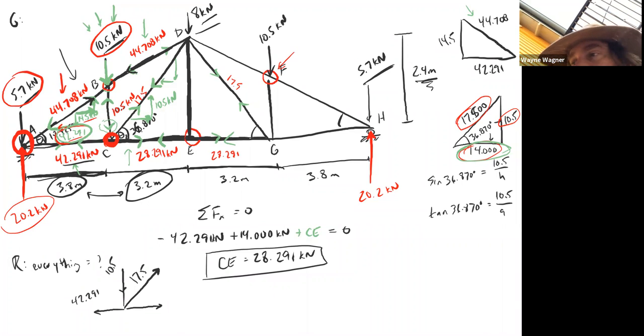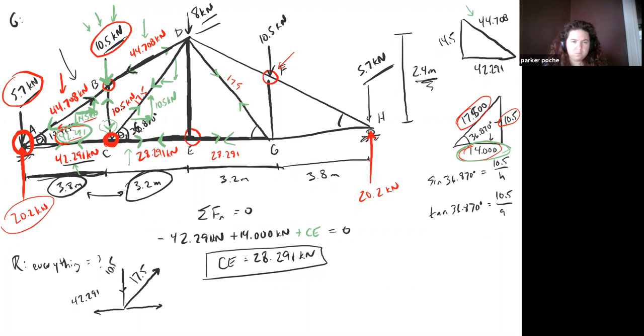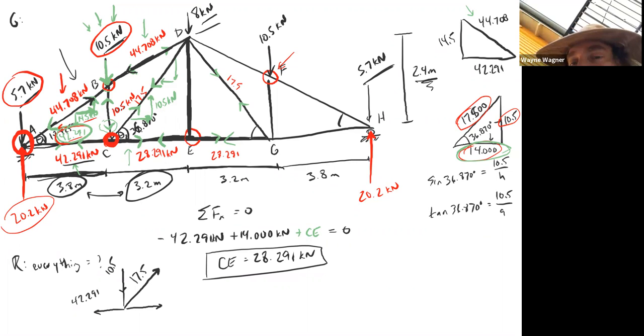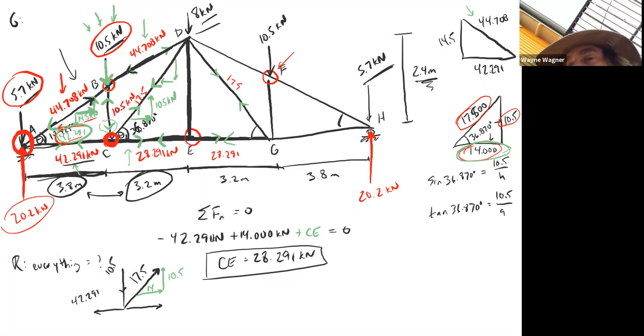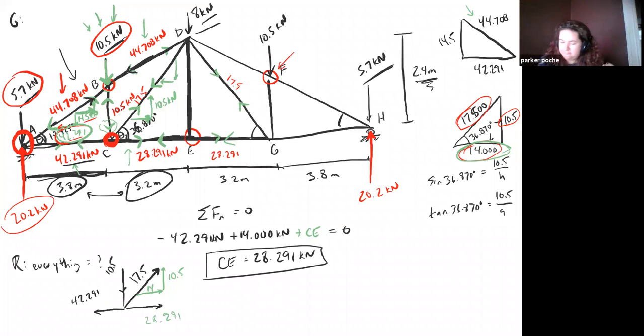And then we've got this one going this way, which is 42.291, right? Okay. So the 17.5 is the only one that's not in a pure X or pure Y, so we're going to use its little force triangle. We've got a 14 here, and we've got 10.5 here. So 14 is just the component of that force, not the force going in that direction. Right, I missed that. So to make that all work out, this needs to be 28.291. Gotcha. Thank you.